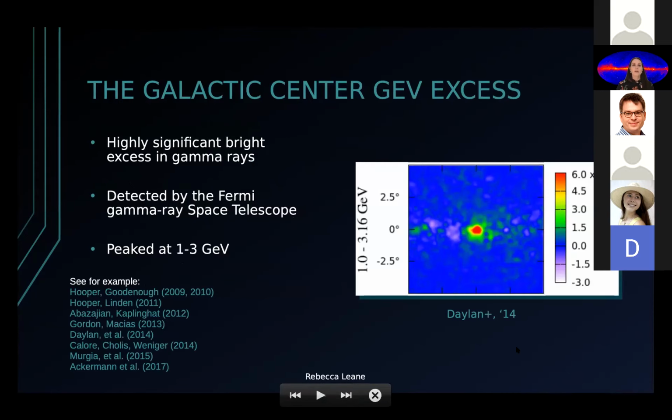Okay. So what is the galactic center GeV excess? It's a highly statistically significant bright excess in gamma rays. It was detected by the Fermi Gamma Ray Space Telescope. In fact, it was found first by two theorists, Dan Hooper and Lisa Goodenough, back in 2009. Its spectrum is peaked at around a few GeV. This is the figure that you can see on the right. You see this is just a residual map, something that's very bright towards the center of the galaxy.